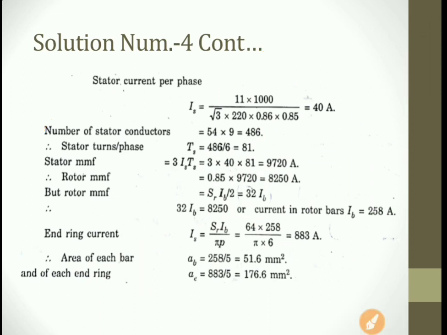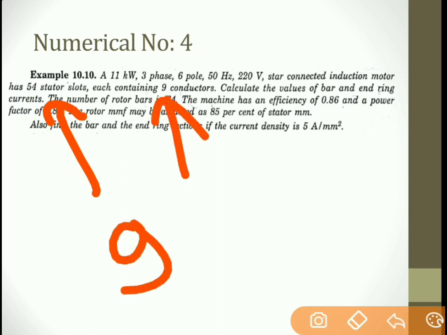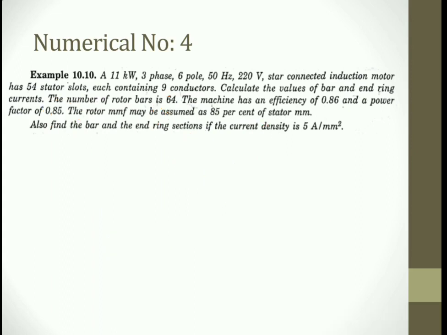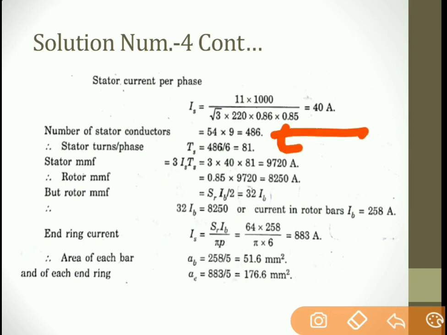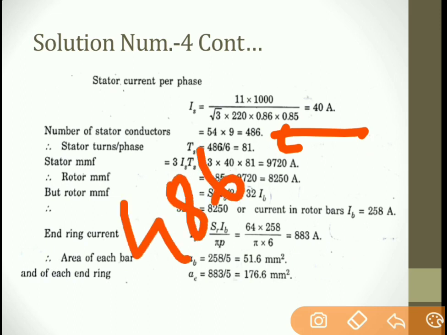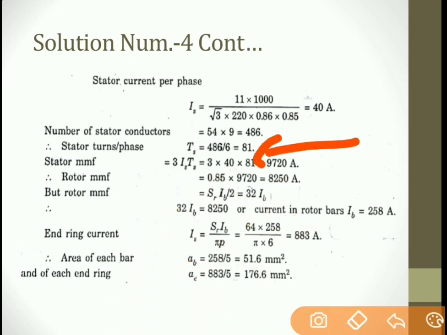In the problem statement, the data is given as an induction motor has 54 stator slots, each containing 9 conductors. So 9 conductors per slot multiplied by 54 slots gives the total number of conductors, which is 54 into 9, becoming 486. Then stator turns per phase. 486 conductors divided by 2, because each turn is made up of 2 conductors, multiplied by 3, as there are 3 phases. So stator turns per phase becomes 486 divided by 6, which is 81.